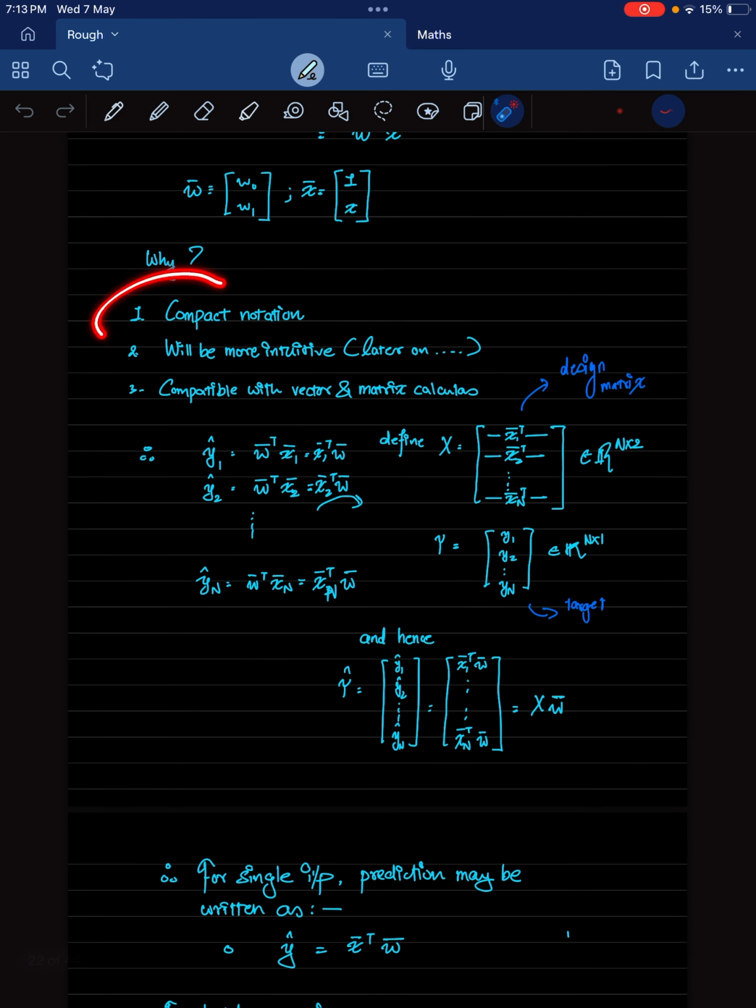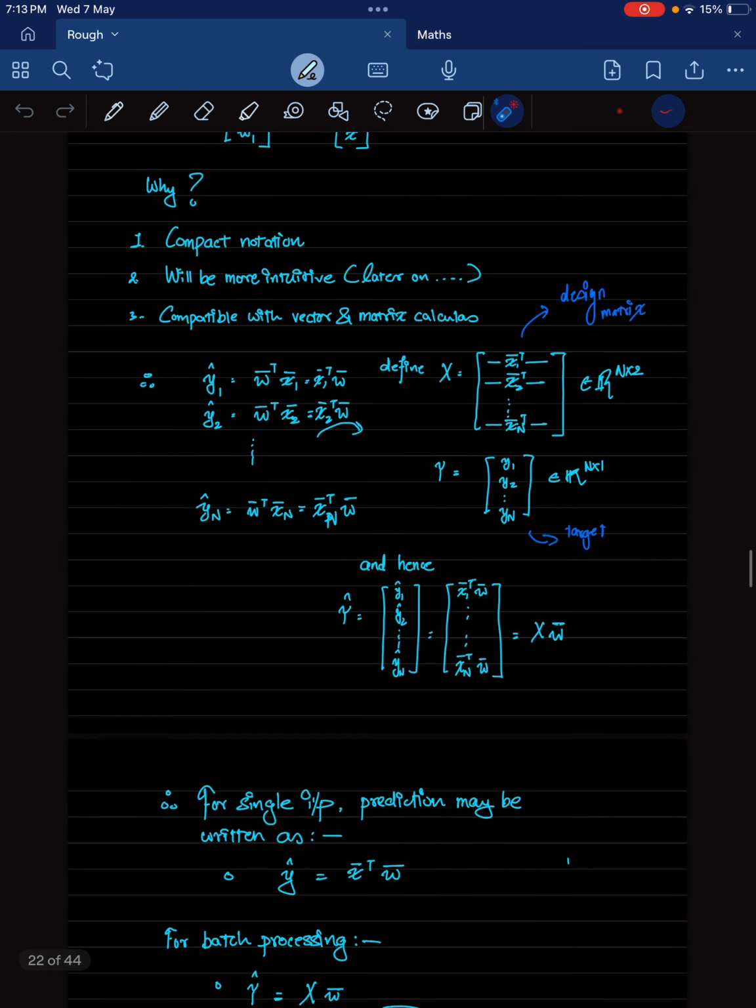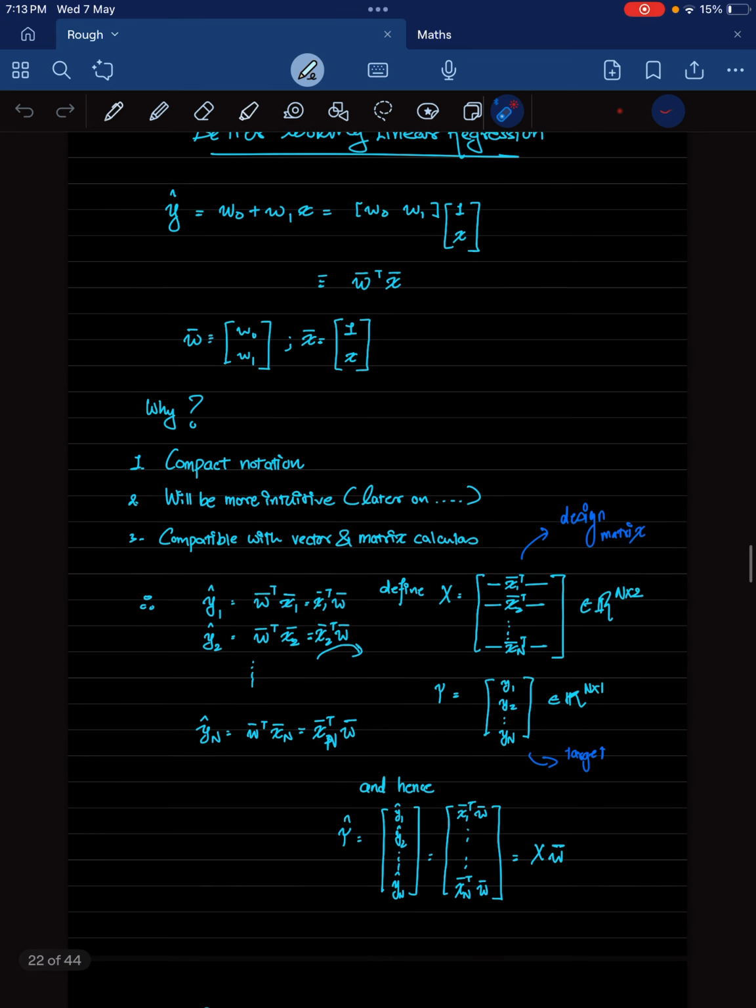So the first answer is the notation is compact. Second is it'll be a bit more intuitive when I start explaining higher level concepts later on. And it's compatible with vector and matrix calculus, which I really feel everyone should get familiarized with, because as we move on to more complicated models, this is what we'll be using. I won't be differentiating term by term and showing you. Okay, so let's start out.